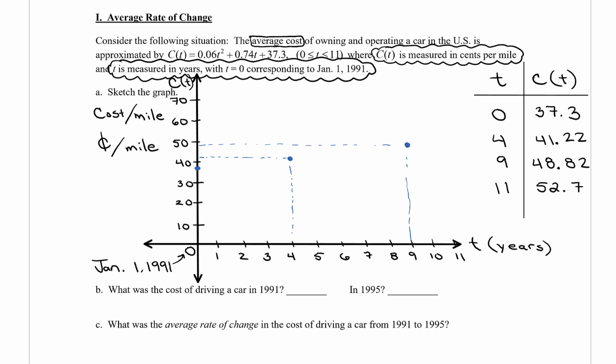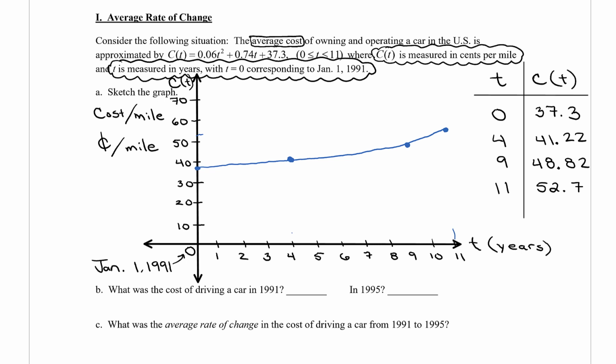And then we're going to plot 9, 48.82, and our last point is going to be 11, 52.7. I'm going to erase all of these dashed little line segments that I drew in order to help guide me in plotting the points. Now I'm going to draw a curve through the points and I'm going to make sure that I do not extend this curve. It does have a beginning point and an end point, because they did tell me the domain of this function. It's from 0 to 11.